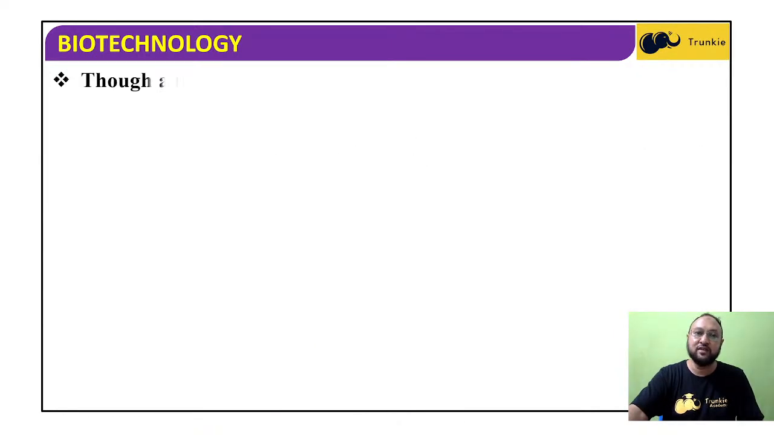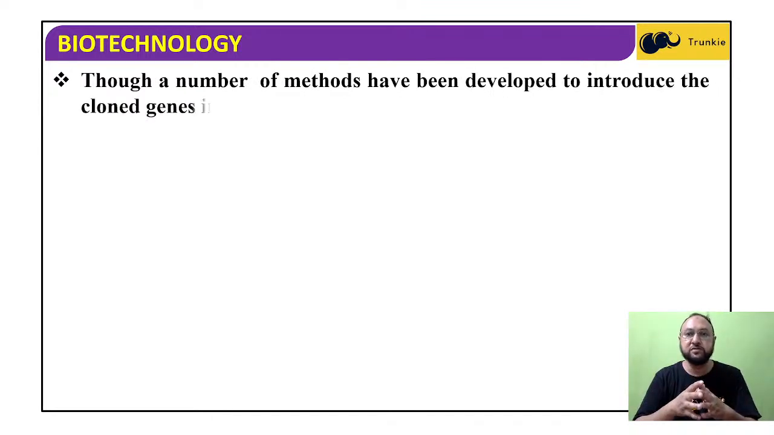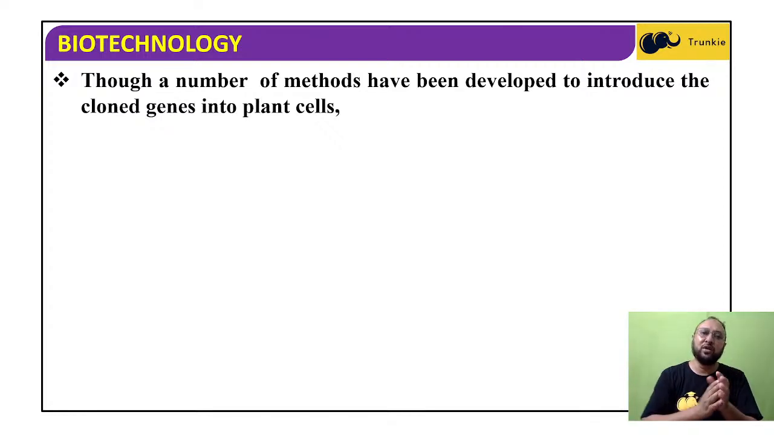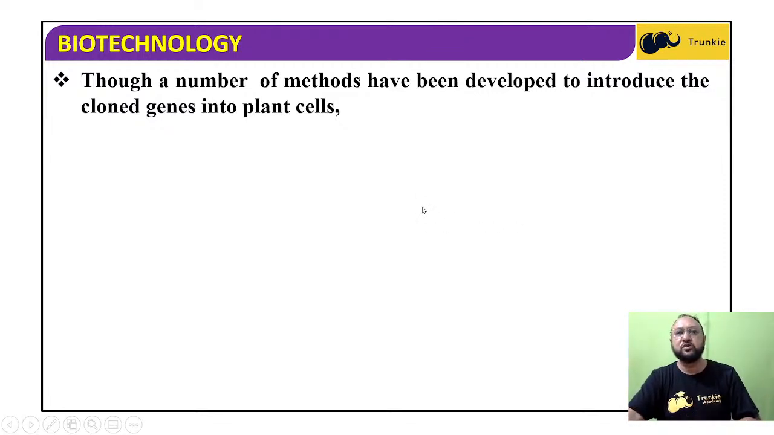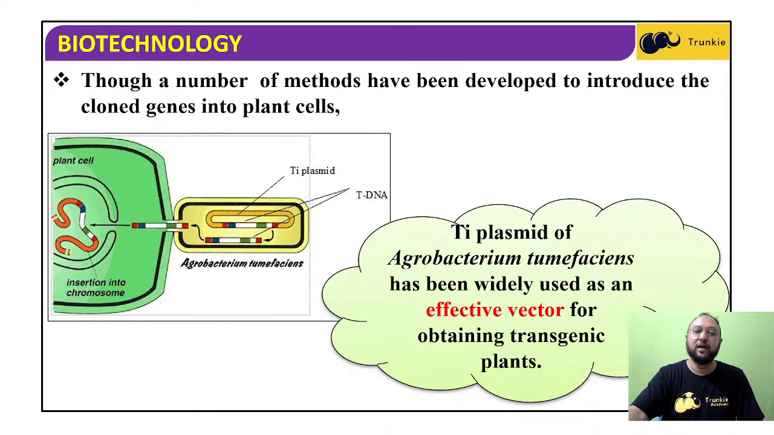Though a number of methods have been developed to introduce cloned genes into plant cells, you already know what cloning is: making an exact copy. The Ti plasmid of Agrobacterium tumefaciens has been widely used as an effective vector. A vector is one that helps to carry and transfer these genes, so it is widely used for obtaining transgenic plants.